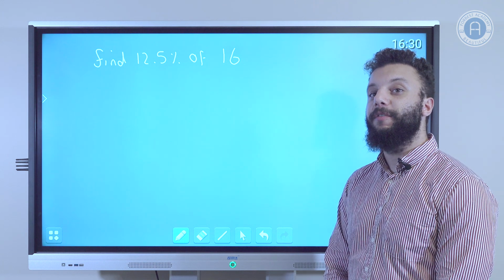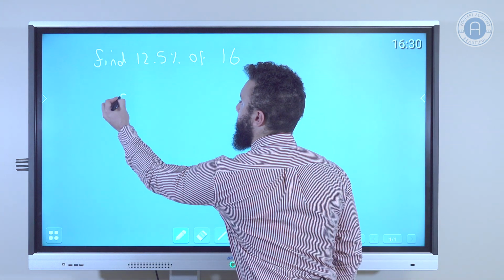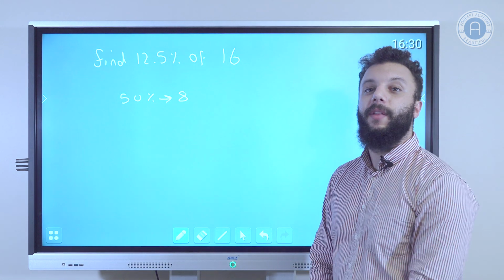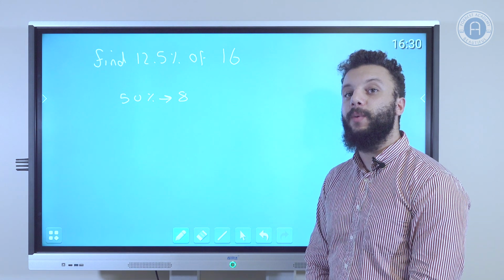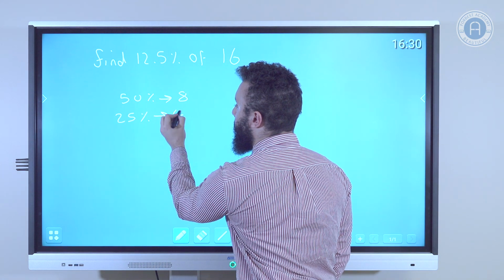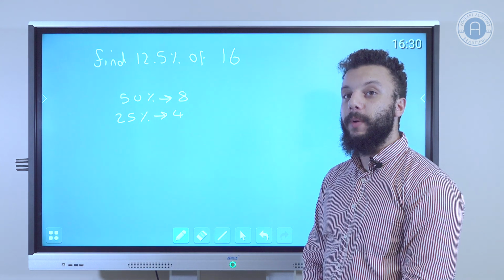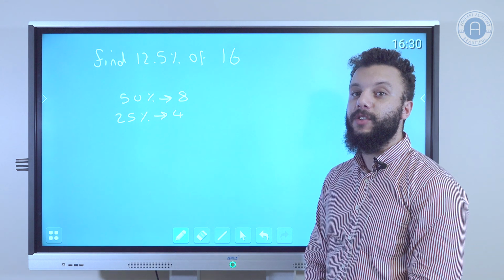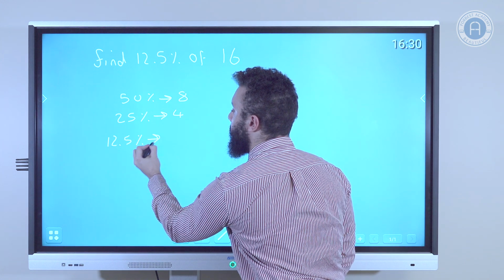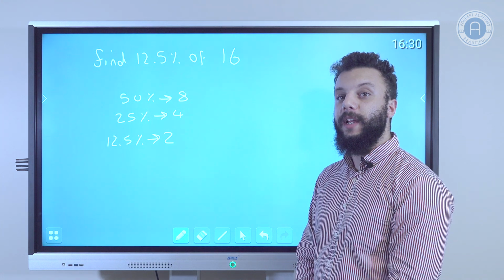We're going to start by finding 50% of 16, which we do by halving 16. Which goes to 8. Then we're going to find 25%, again we halve 8. So that gives us 4, and if you notice 12.5 is actually half of 25, so we're going to use the same trick again and just halve everything. So 12.5% of 16 is 2.